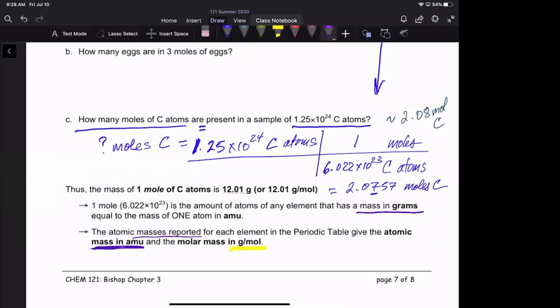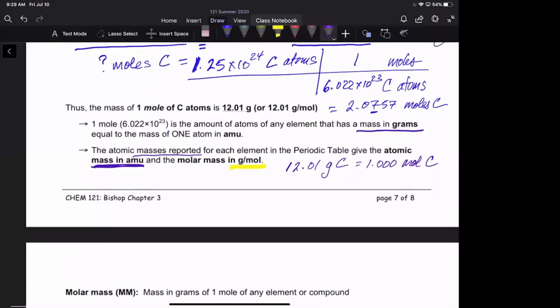So what we're saying is, for example, carbon, we'll look at carbon, that if we measure 12.01 grams of carbon, then we know that we have 1.000 moles of carbon.